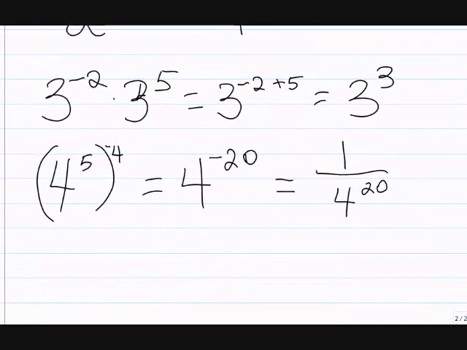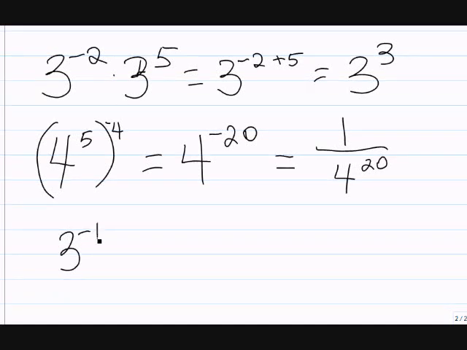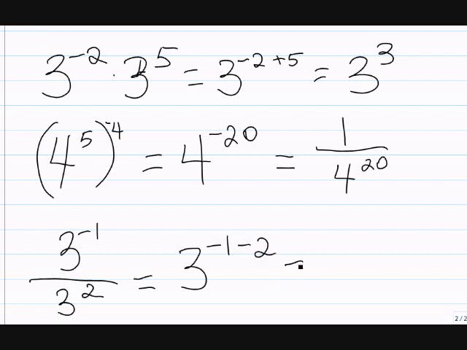And 3 to the negative 1 power divided by 3 to the 2 power. What do I do with that negative 1 and 2? So that's 3 to the negative 1 minus 2. What's negative 1 minus 2? Negative 3. So that's 3 to the negative 3 power. Better known as 1 over 3 to the positive 3 power.